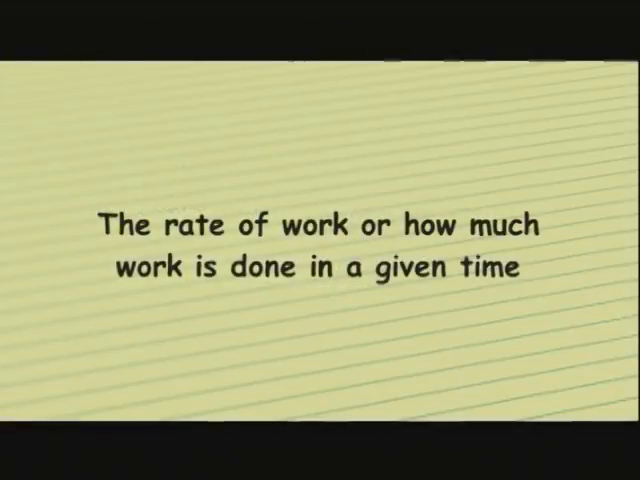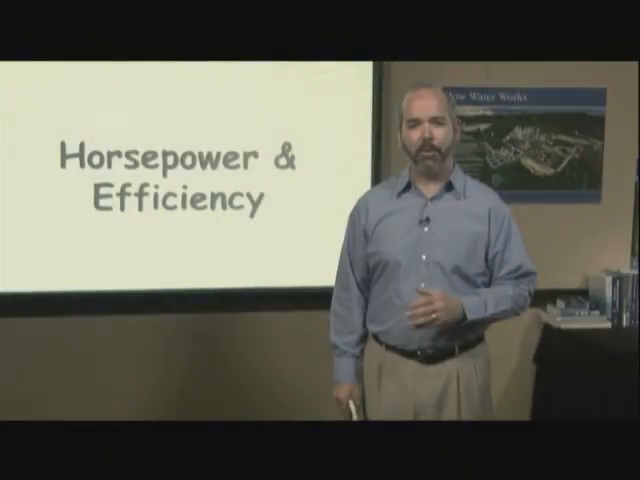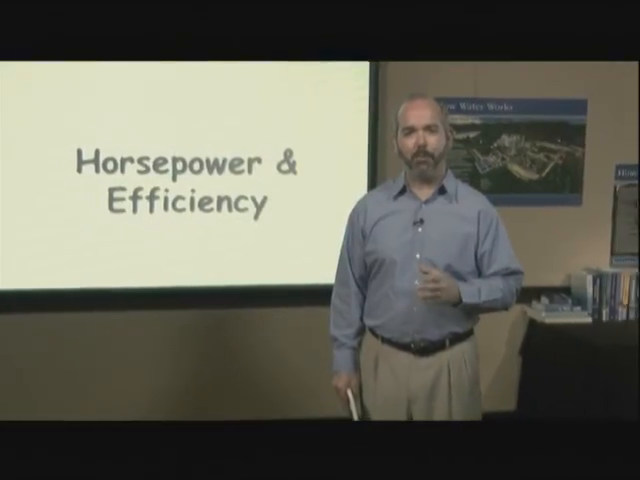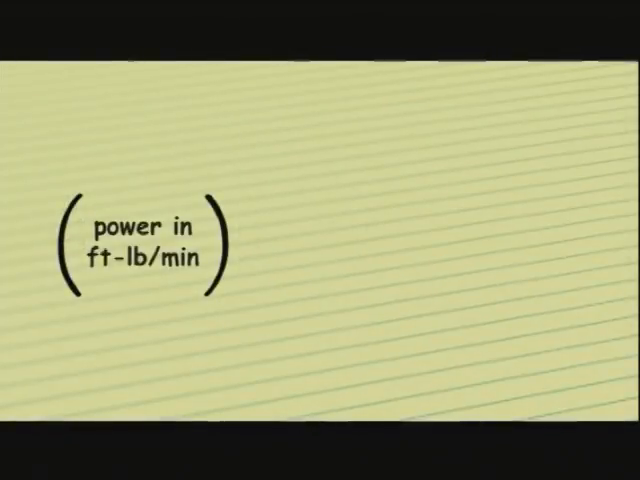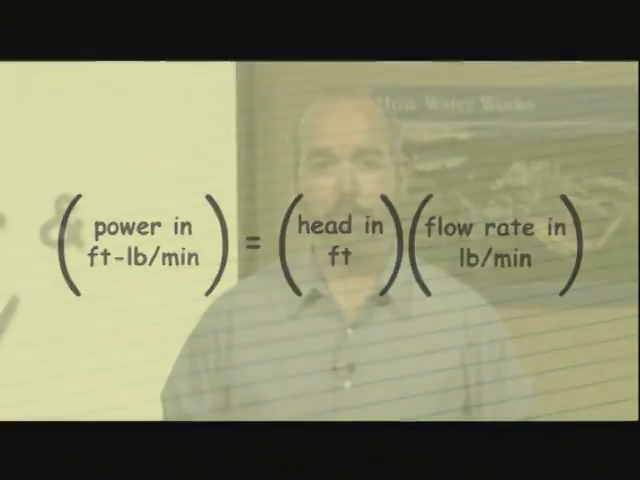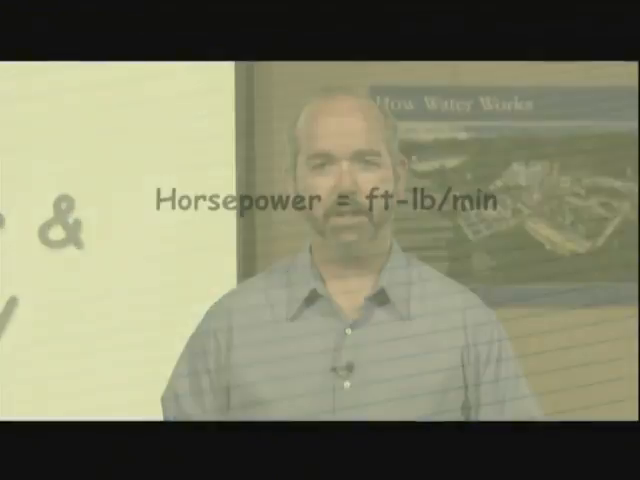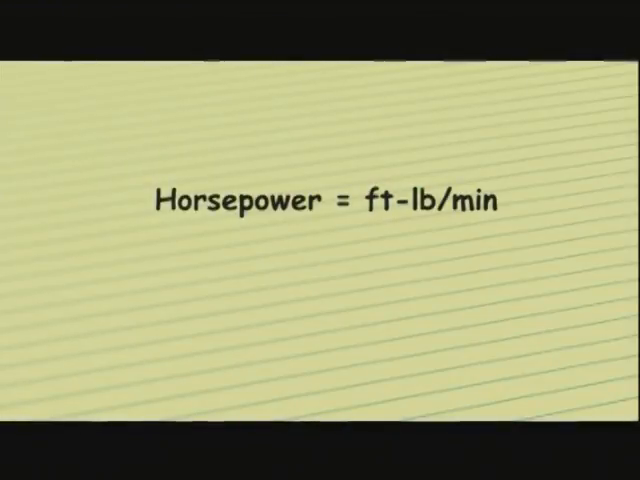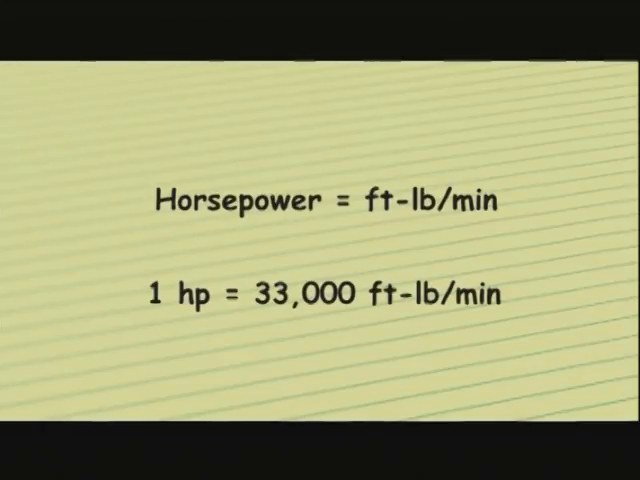The rate of work, or how much work is done in a given time, is called power. To make power calculations, you must know the time it will take to perform the work. One equation for determining power per foot-pounds per minute is as follows. Pounds in foot-pounds per minute equals head in feet times the flow rate in pounds per minute. You will often work with measurements of power expressed in horsepower, which is related to foot-pounds per minute by the conversion equation. 1 horsepower equals 33,000 foot-pounds per minute.